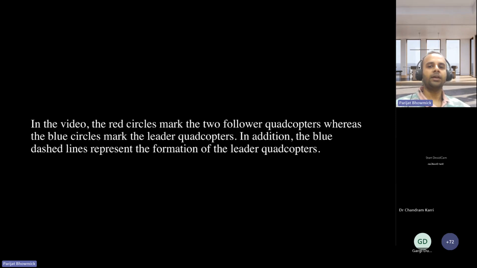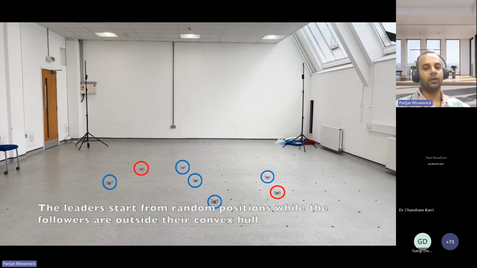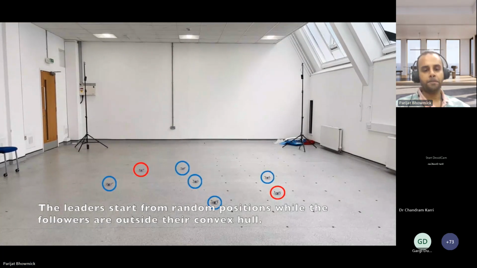So it is about a kind of search and rescue operation. And now you are going to witness this 3D formation. Earlier we saw only 2D formation.